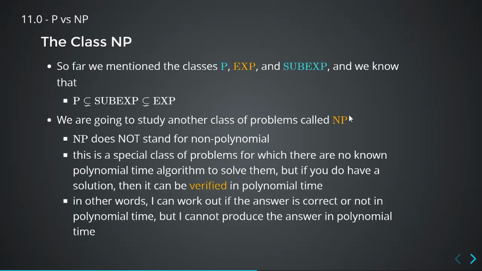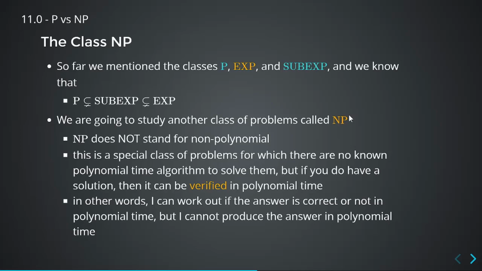NP stands for non-deterministic polynomial, but that's another definition. Let's just go with the informal definition of what NP is for now. This is a special class of problems in which you can't solve them in polynomial time. Well, as in, you don't know if you can solve them in polynomial time, but so far there are no polynomial time algorithms to solve them.